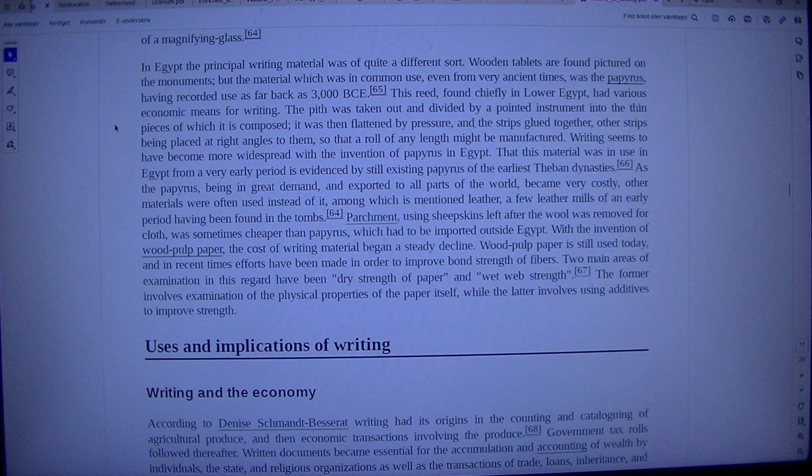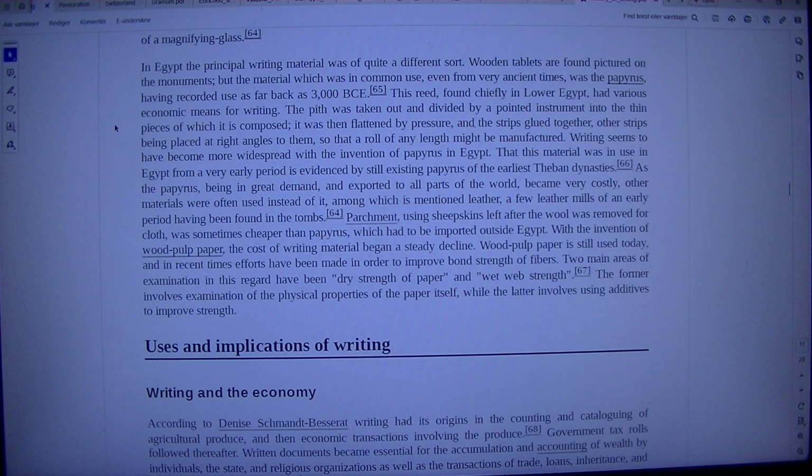Papyrus of the earliest Theban dynasties. As papyrus, being in great demand and exported to all parts of the world, became very costly, other materials were often used instead of it, among which is mentioned leather, a few leather rolls of an early period having been found in the tombs.